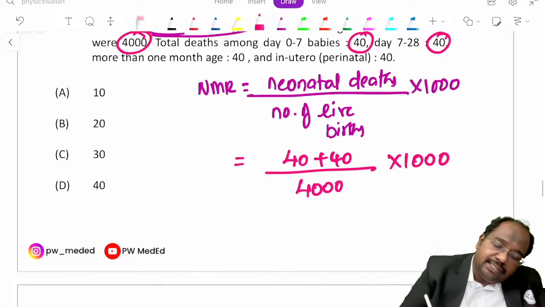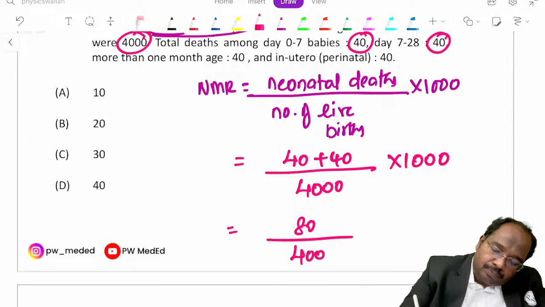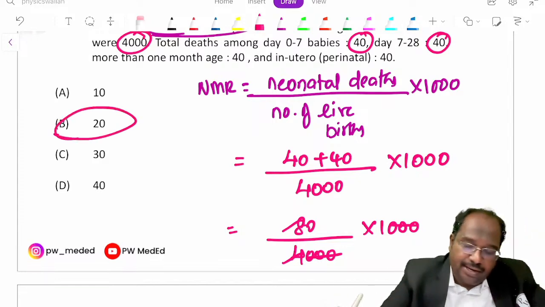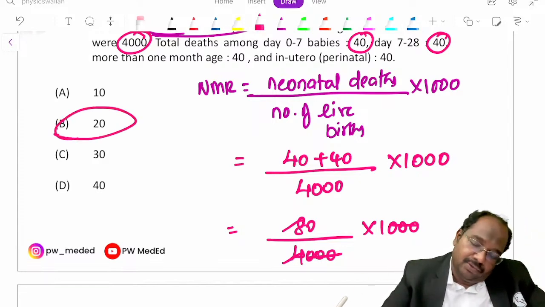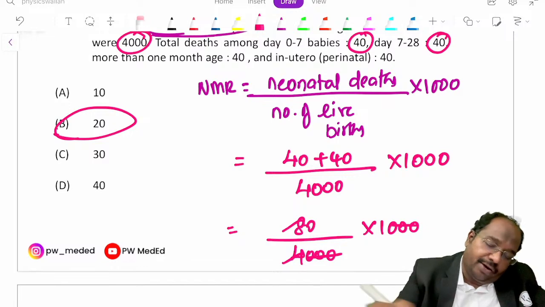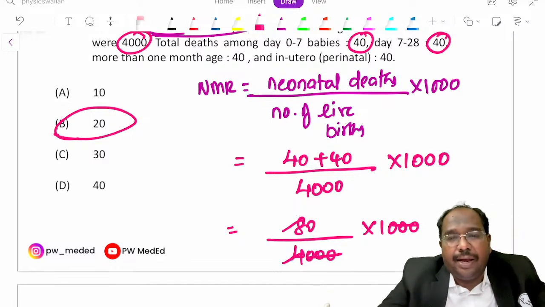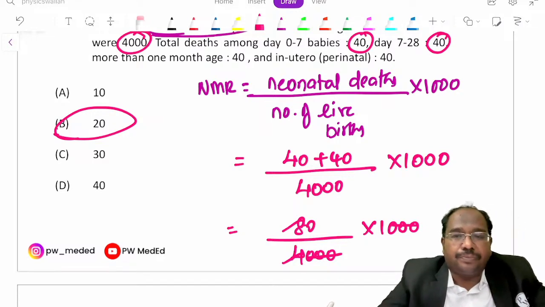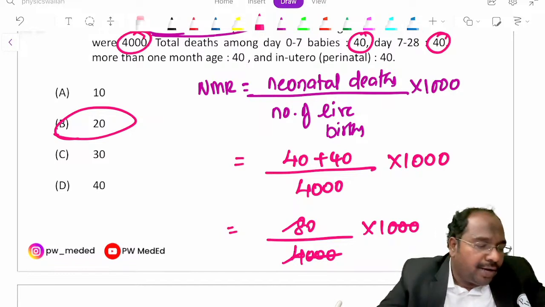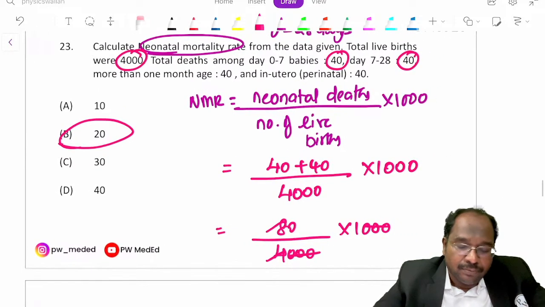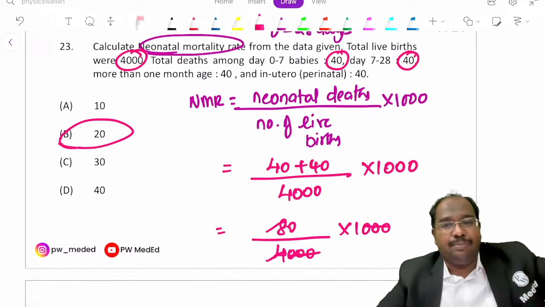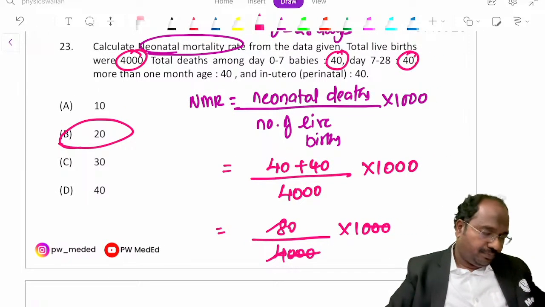Now you just see this. 80 by 4000 multiplied by 1000. The answer is 20, guys. 20 is right. 80 by 4, 20. Are you guys able to follow this? Put it in the chat box.